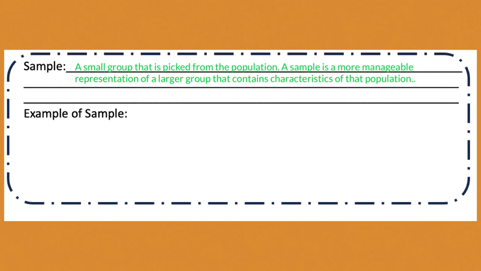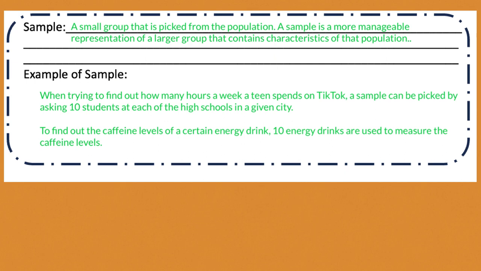So we can say a sample is a more manageable representation of a larger group that contains characteristics of the population we're looking at. The first example of a sample would be this. When trying to find out how many hours a week a teen spends on TikTok, a sample can be picked by asking 10 students at each of the high schools in a given city. So you can go and ask 10 different students in each of the different high schools. That can give you a good wide variety with different economic levels, different interests of students, so that you get a good sample of how many hours a week a teen would spend on TikTok.